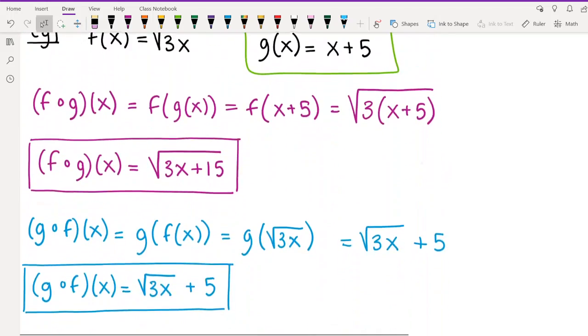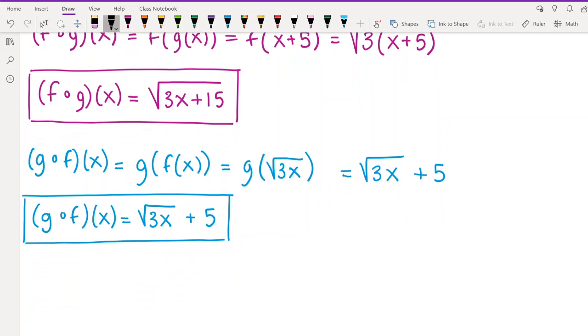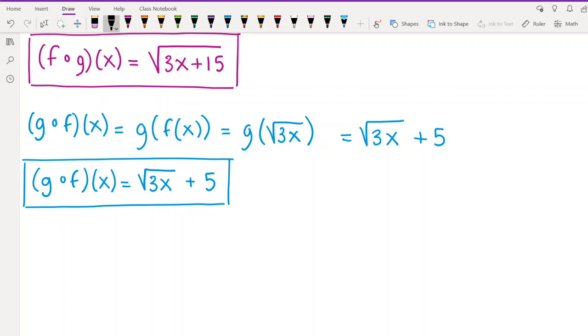So yeah, let's stick with this example. What I want to do is evaluate f of g and g of f at a specific number. So let's say that now we're trying to evaluate f composed with g of 1. There are two different ways to do this, just like there are two different ways to evaluate at a number in the last video. So what's the first way we can do it?